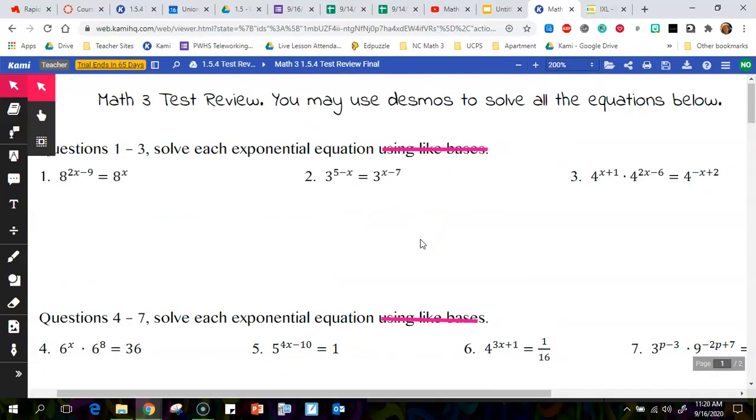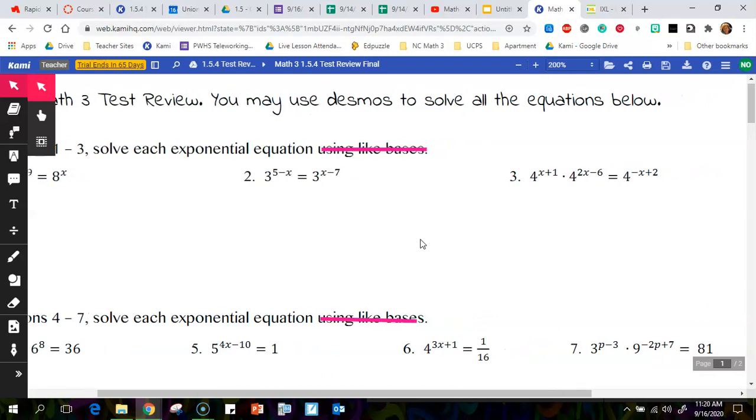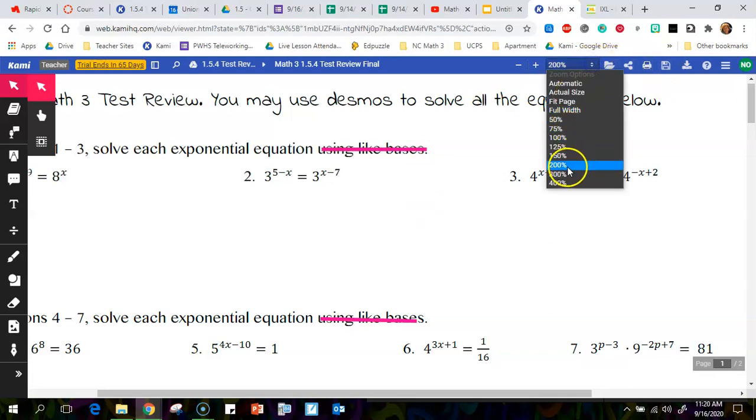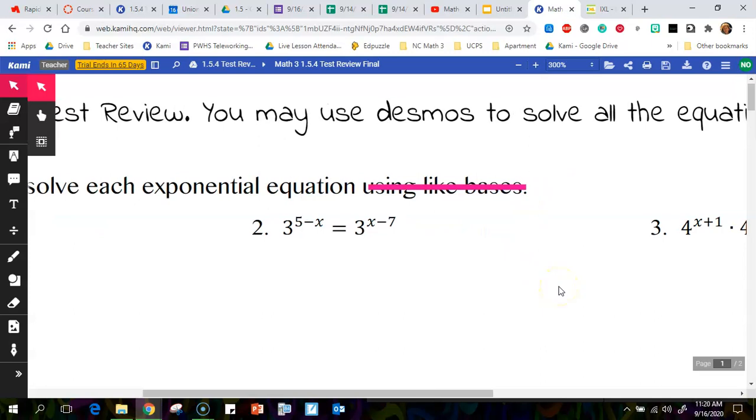Okay, so I think what I'm going to do is probably work the evens on the top several sections, and then I'll pick a few at the bottom also. Let me see if I can make this a little bit bigger. Okay, I think that's good.